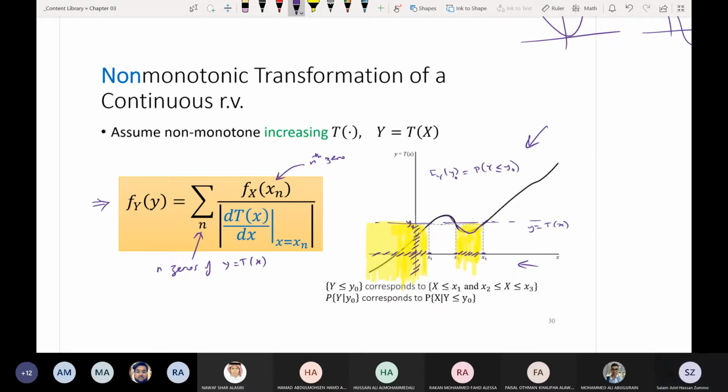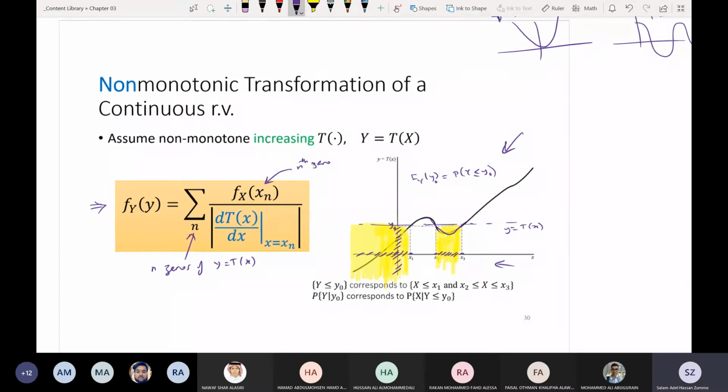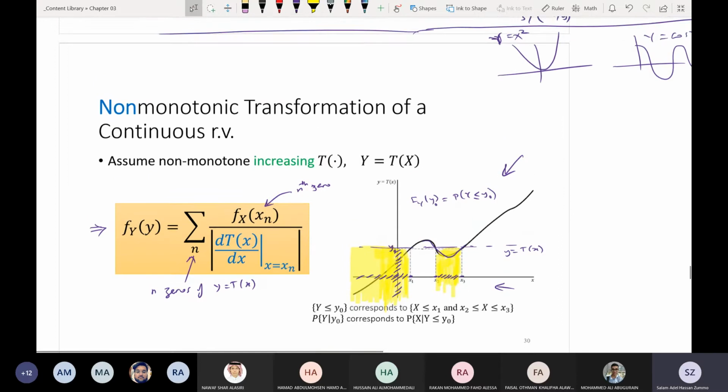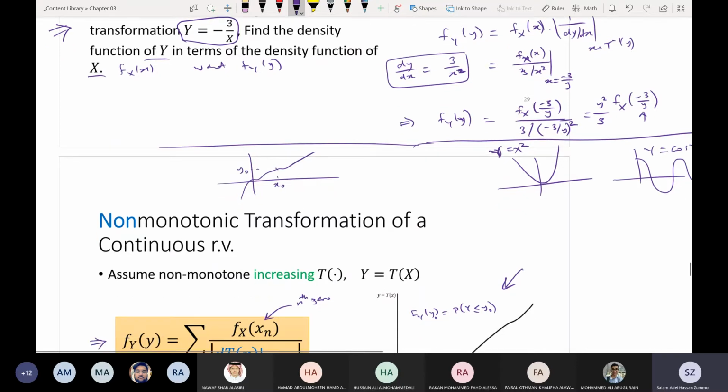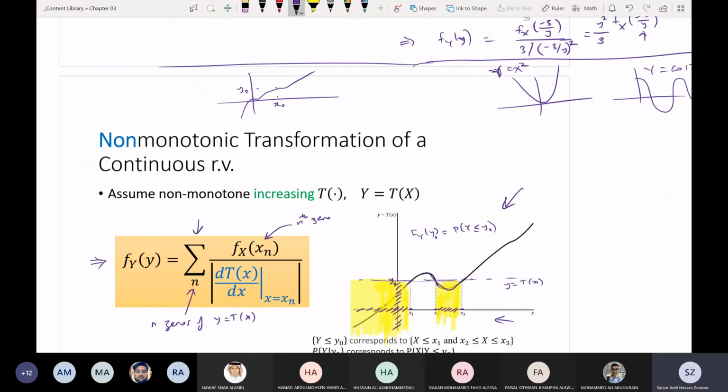Okay. Clear? Okay, so basically in monotonic, either increasing or decreasing, we had only 1 zero. So for y0, I have only x0. And because of that, I only have one term in the summation. So we have here one zero, which leads to one term in the summation below.